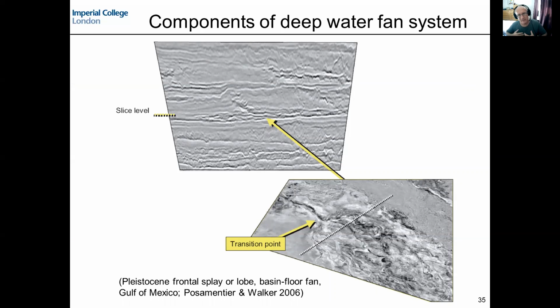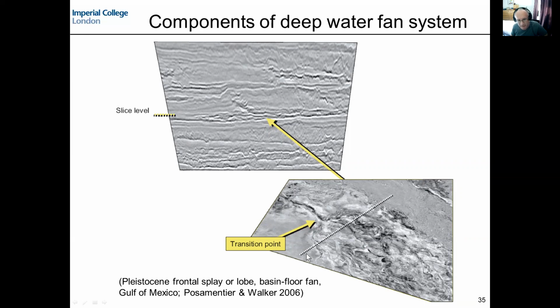Okay, we now think about that channel as passing down system into a lobe or a frontal splay. So here's a seismic cross section. Here is the base of the fan system, and above that we can see this low relief mounded feature. There are some internal reflectors within it, but this feature is defining a lens shape, thick in the middle, thinning towards the sides.